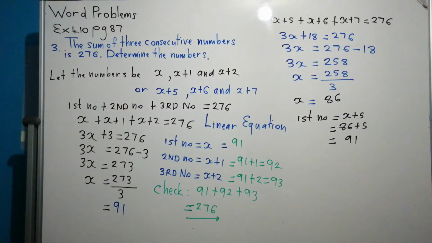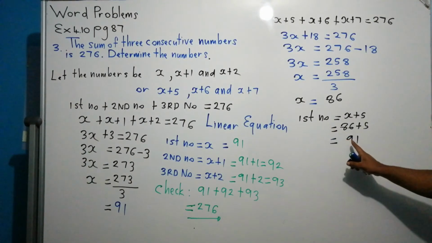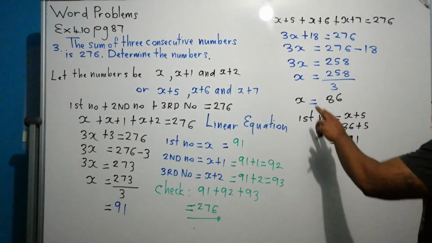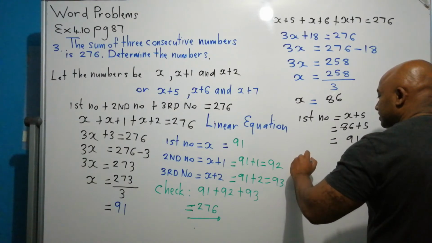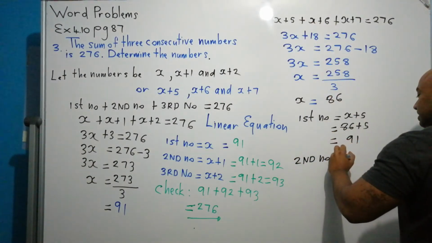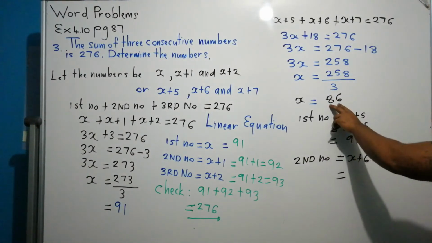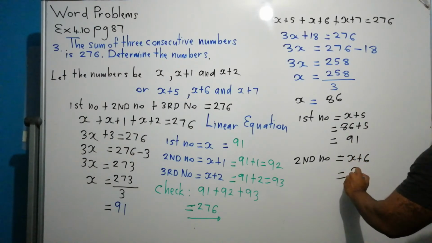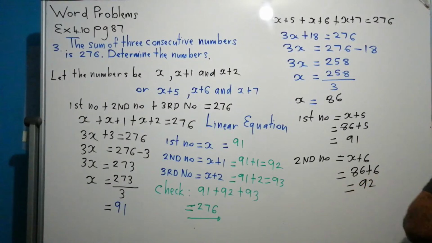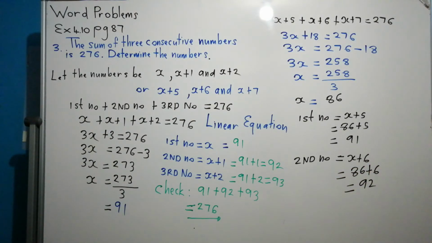Okay, so clear now. The first number is 91 here, and the first number there is also 91. So here, your second number is defined as x plus 6. So what was your x? It was 86 plus 6, which is equal to 92. You can see second number 92, you did it this way, it's also 92.